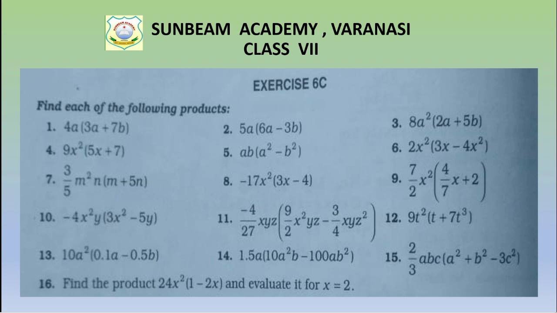Now I am writing it. You also write down question number 9, children. Question number 9: 7 by 2 x square in a bracket 4 by 7x plus 2. This is the question. 7 by 2 x square, then 4 by 7x plus 2.